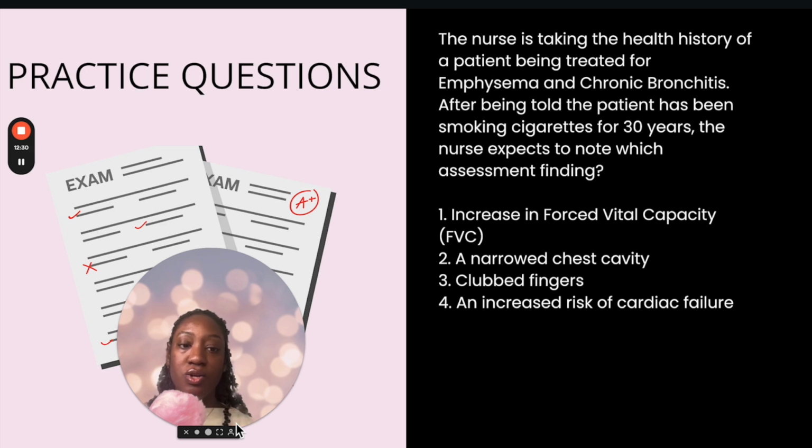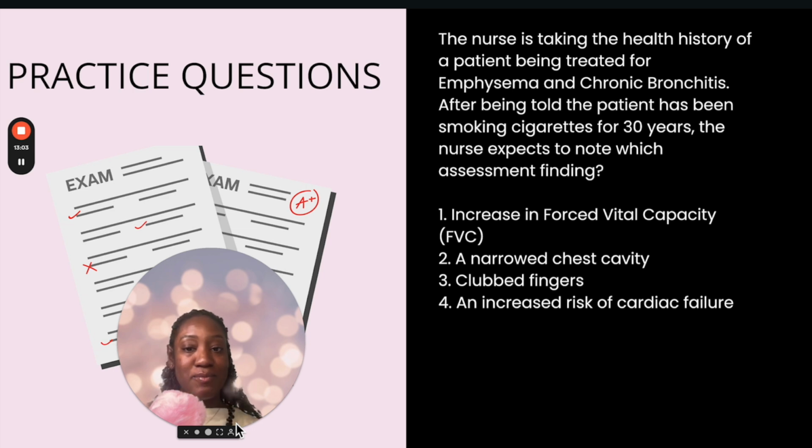We have 1, increased forced vital capacity. 2, a narrowed chest cavity. 3, clubbed fingers. 4, an increased risk of cardiac failure. Okay, so this is how I want you to look at questions, because already, if you listen to what I said, and especially with the ADPIE, and you know what comes first, then something should shoot at you. Like, which one of these is an assessment?